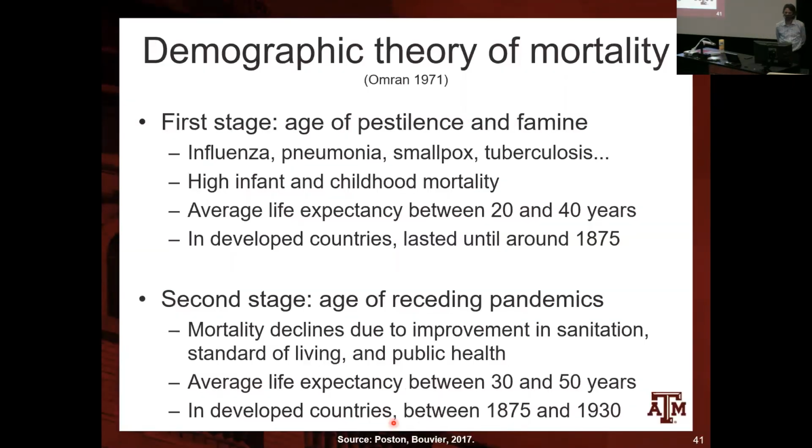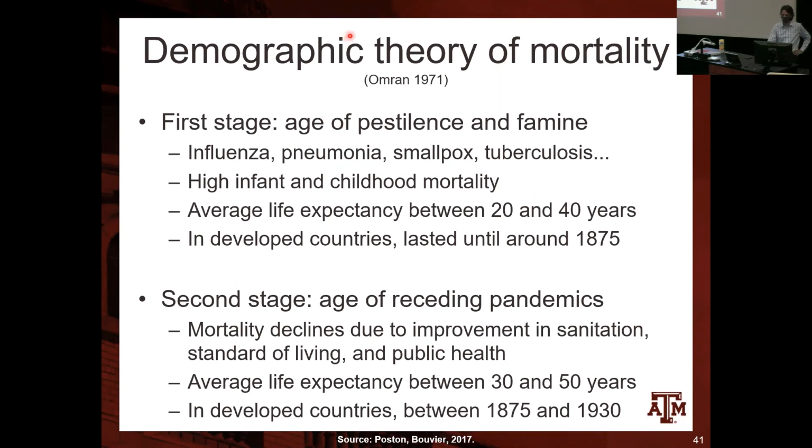And just going a little more on mortality. Mortality changes over time. So Omran proposed the demographic theory of mortality. What we saw before in the demographic transition theory, we were just talking about mortality decline. We didn't talk about the causes of mortality. What were the diseases that were the most prevalent among people in each one of these stages?